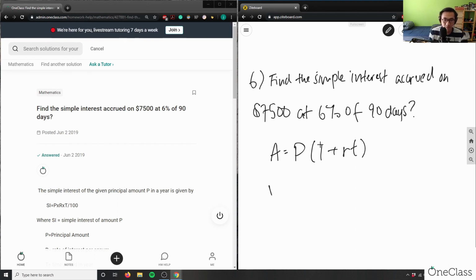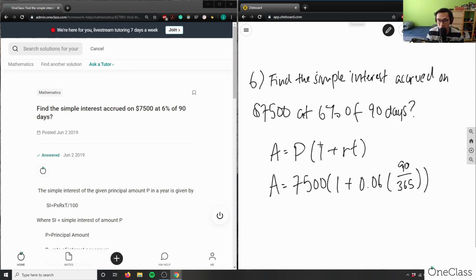So A is the final amount, which is what we're solving for. Principal is 7,500 times 1 plus the rate, which is 6%. So I have to change that to a decimal. So this would be 0.06 times time, right? Time is in years, but however, I only have 90 days, right? So I have to simply say this would be 90 divided by 365 here, because this is a fraction of a year, right? So this would all equal 7,500 times 1 plus 0.06 times 90 divided by 365. Let me do that for you here.